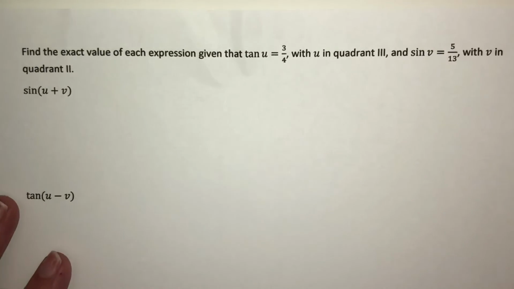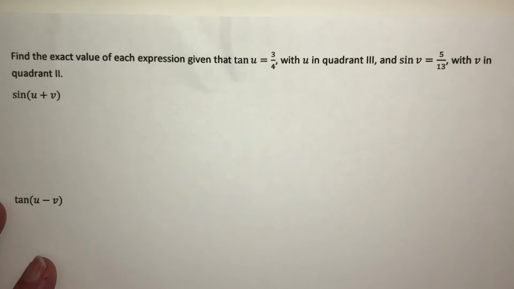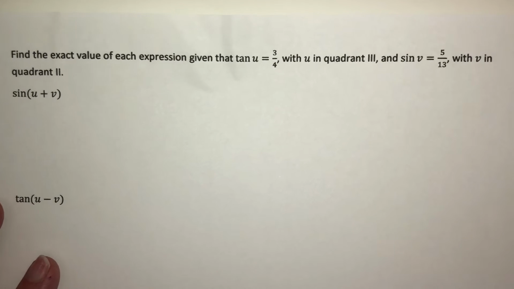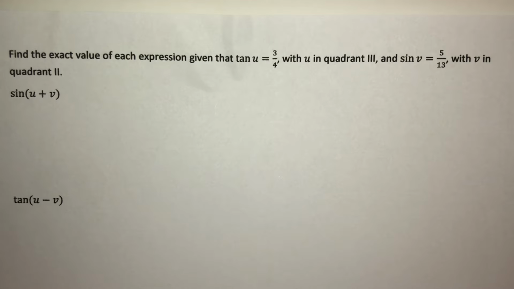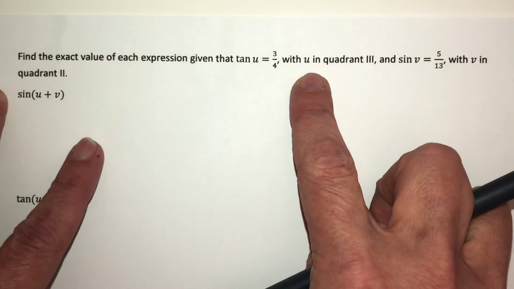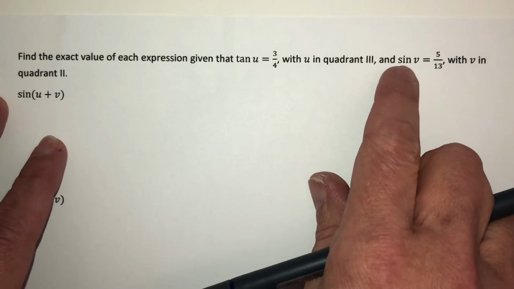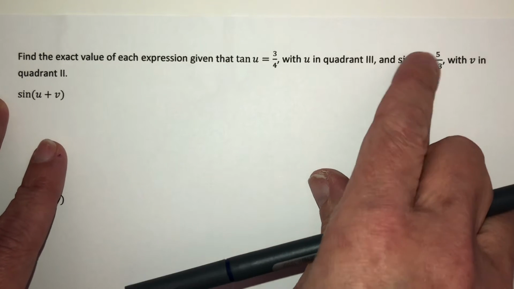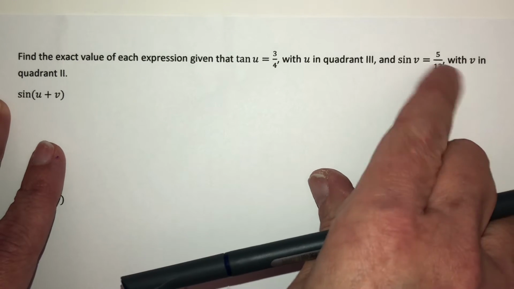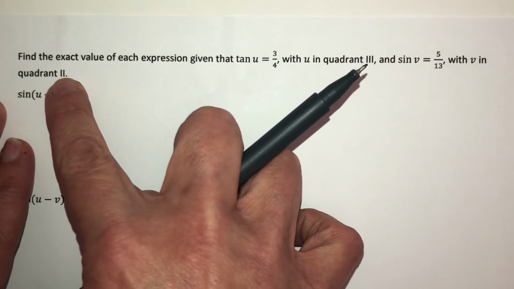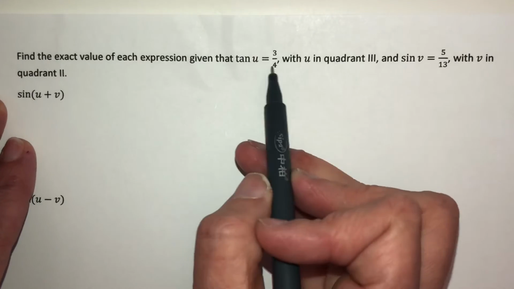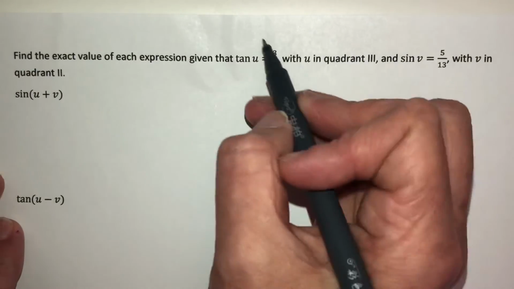Now let's find the exact value of each expression given that tangent of u is equal to 3/4 and u is in quadrant 3, and then sine of v is 5/13 and v is in quadrant 2. Okay, so let's deal with this one first.